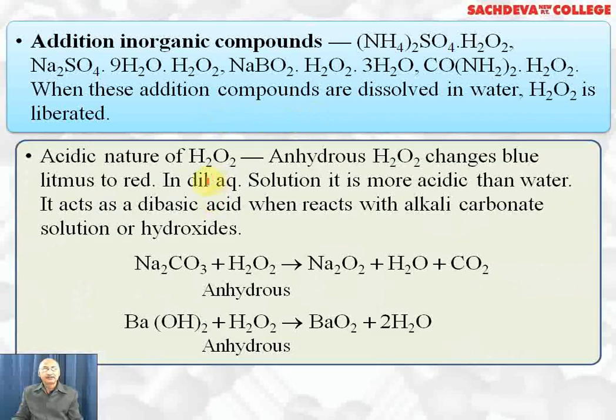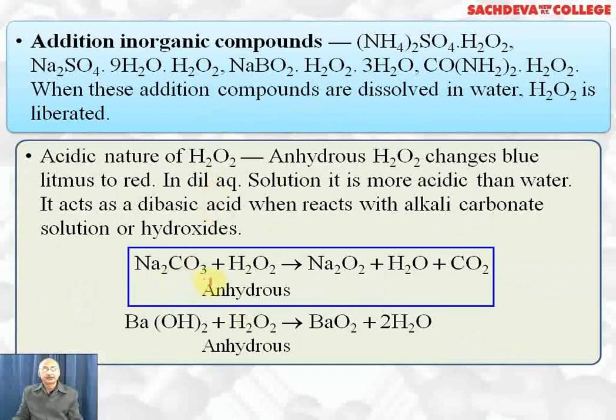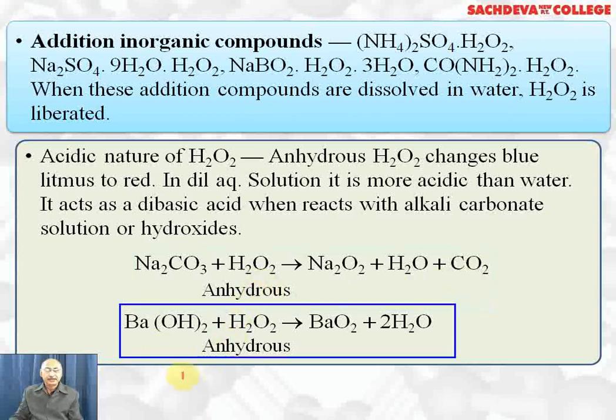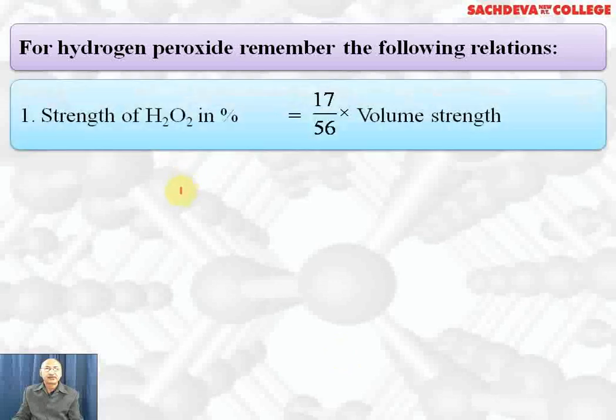Acidic nature of hydrogen peroxide: it reacts with sodium hydroxide or sodium carbonate to form Na2O2 plus water plus CO2. Both the hydrogens are being replaced, which means it is a dibasic acid. Barium hydroxide reacts with anhydrous hydrogen peroxide to form barium peroxide plus 2 water. For hydrogen peroxide, remember the following relations. This will help you in numerical problems.